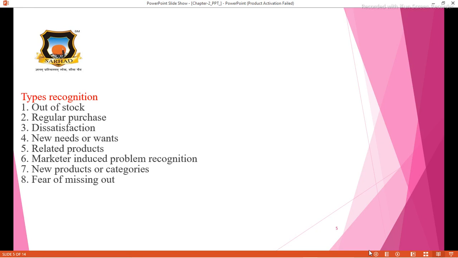The next is related products. The purchase of one product may trigger the need for accessories, spare parts, or complementary goods and services. For example, the purchase of a printer leads to a need for an ink cartridge. The purchase of a digital camera leads to a need for a memory card. These are the related products.